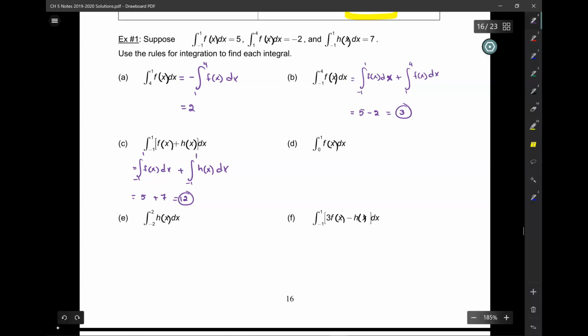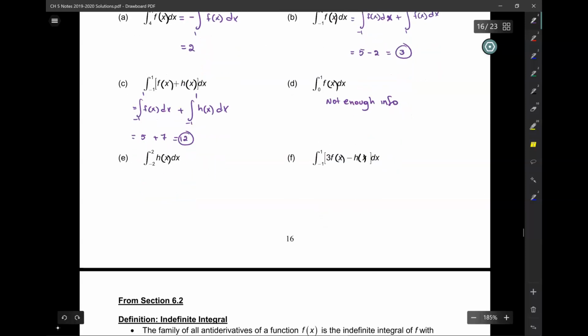But let's say you were given from negative 1 to 0, then you could do it, right? You could say negative 1 to 0 plus 0 to 1 equals negative 1 to 1, which is 5, right? You'd have to know one other piece. If in addition to this, you were given negative 1 to 0, yes. Oh, yeah, okay, cool.